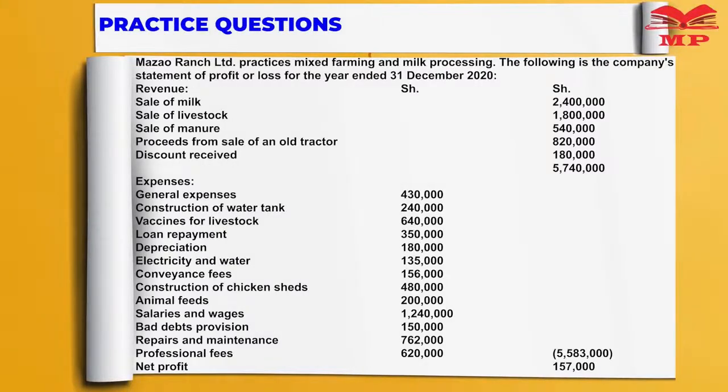This is what the question says. Mazao Ranch Limited practices mixed farming and milk processing. The following is the company's statement of profit or loss for the year ending 31st December 2020. We have the revenues consisting of sale of milk, sale of livestock, sale of manure, proceeds from the sale of an old tractor, discount received. Expenses, which we have general expenses, construction of water tank, vaccine for livestock, loan repayment, depreciation, electricity and water, conveyance fee, construction of chicken sheds, animal feeds, salaries and wages, bad debt provision, repair and maintenance, professional fee, net profit.